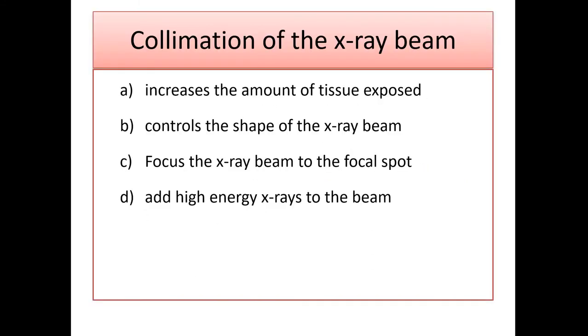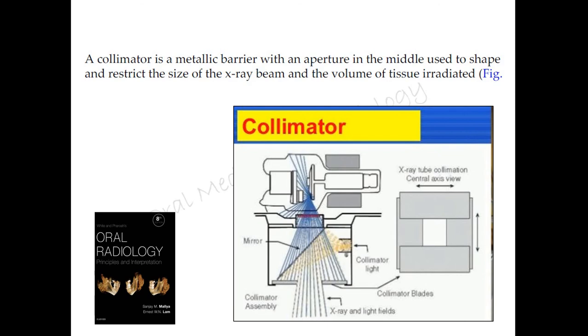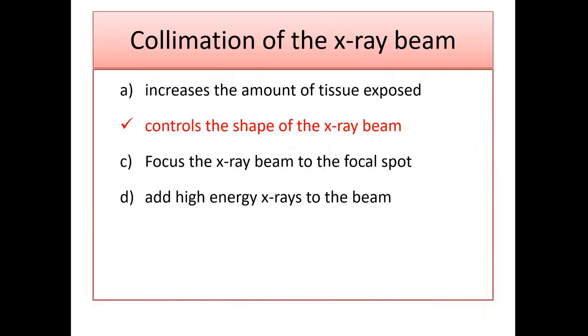Thus the purpose of the aluminium filter is to remove the long wavelength X-rays from the X-ray beam. Question number 3. Collimation of the X-ray beam increases the amount of tissue exposed, controls the shape of the X-ray beam, focuses the X-ray beam to the focal spot, or adds high energy X-rays to the beam. We have discussed in the previous slide that the purpose of collimation is to control the shape of the X-ray beam. A collimator is a metallic barrier with an aperture in the middle. It is used to shape and restrict the size of the X-ray beam and the volume of tissue irradiated. Thus the answer is B. Collimation controls the shape of the X-ray beam.